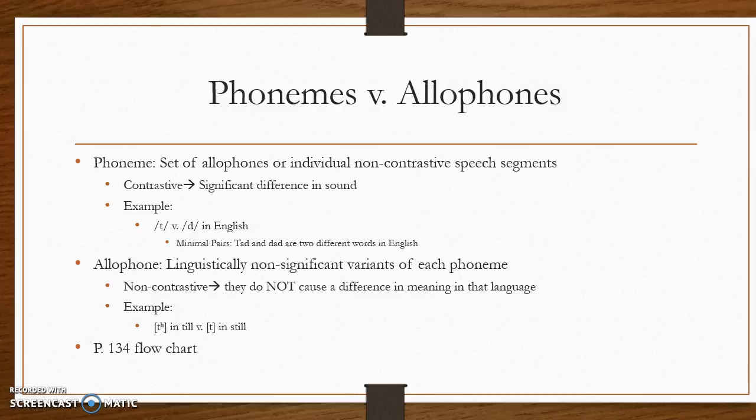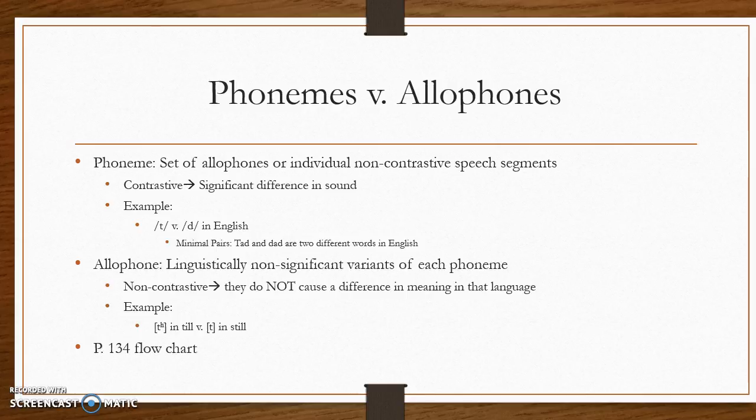A phoneme is the set of all allophones or individual non-contrastive speech sounds. So contrastive means there's a significant difference in sound. So for example, T and D in English, those are contrastive sounds. Those are two different phonemes. We know this because there's a minimal pair, tad and dad, which are two different words in English. So we know they're contrastive sounds.